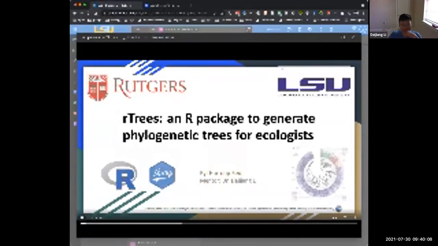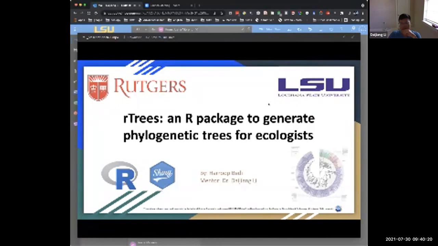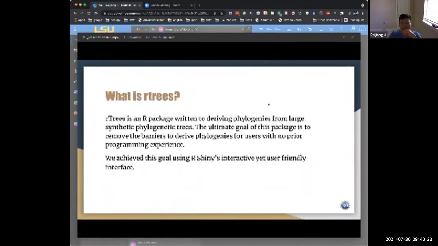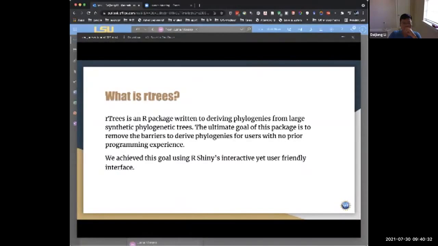Hi again. Good to see you all. Today I will be presenting to you my 10 weeks effort of building my project called R-Trees, which is an R package written to generate phylogenetic trees for ecologists. So what is R-Trees? R-Trees is an R package written to derive genetic ancestral trees of any given species.